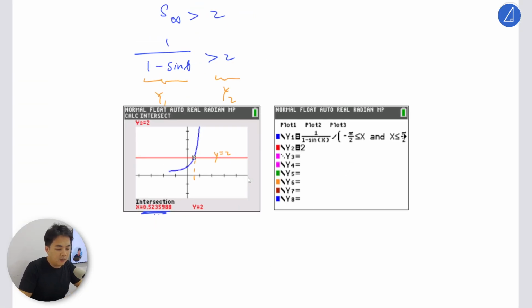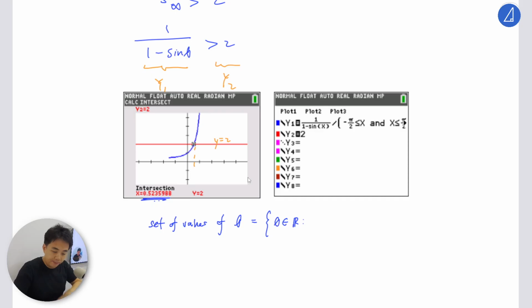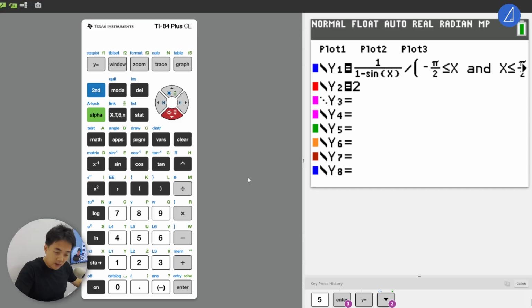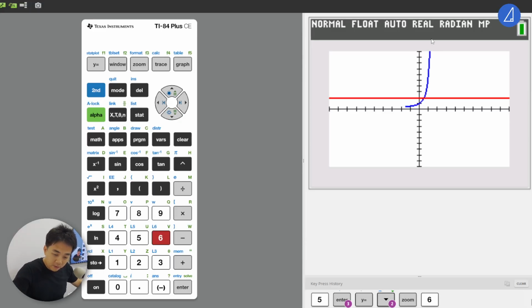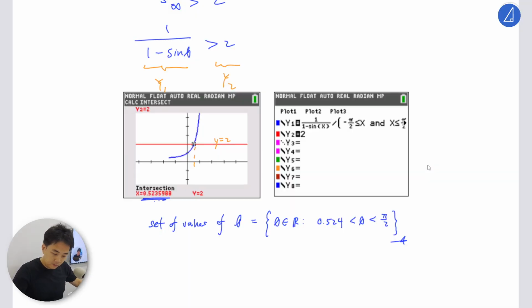Okay, they never ask for exact, so I'm going to use the GC. So set of values of x, then you get 0.524. You want it greater than 2, right? So less than pi over 2, because we stop at pi over 2. So actually the graph, if we zoom, yeah, at pi over 2, this one goes all the way to infinity lah. So we get from here to here, this portion.